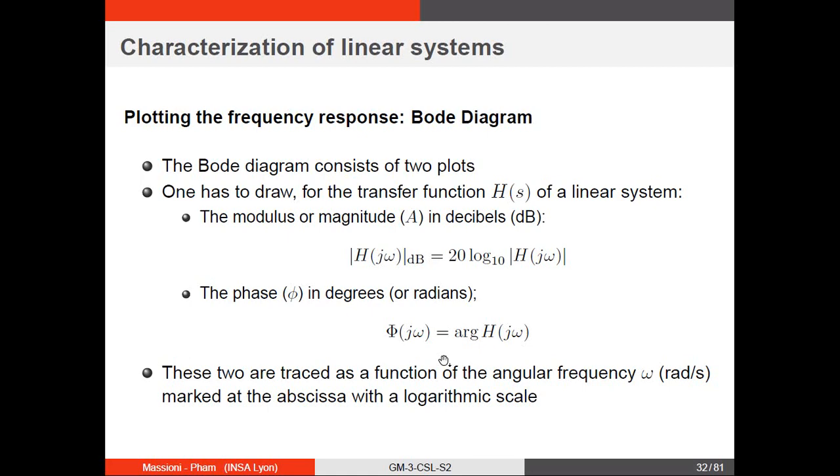The last trick to remember is that, considering that omega can range from very big to very small values, usually omega is represented on a logarithmic scale. Okay, it is not on a linear scale. So basically, you don't see negative omega, which doesn't make a lot of sense. For omega going to 0, you go to the infinite on the left hand side, and for omega going to infinity, you go to the infinite to the right hand side.